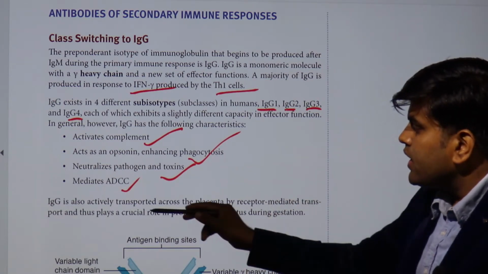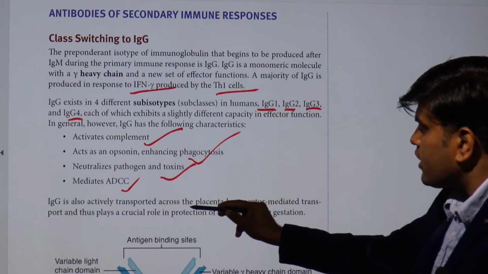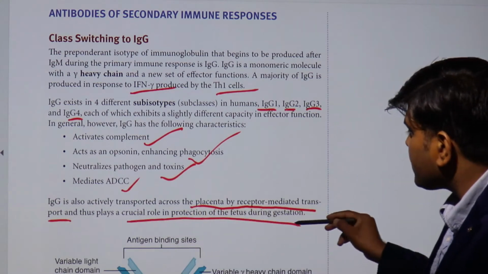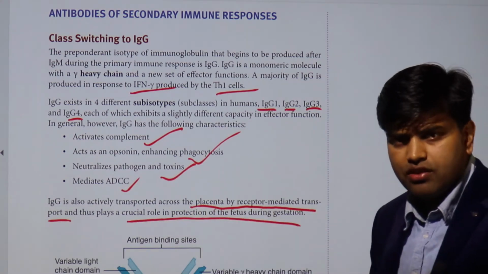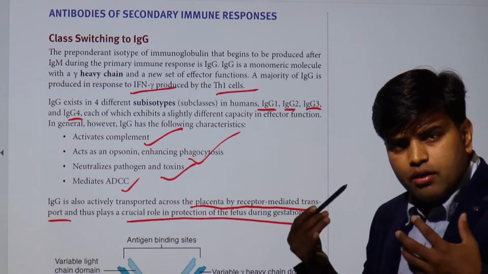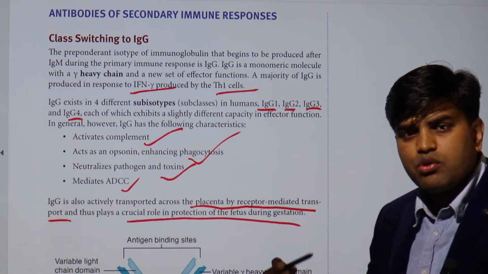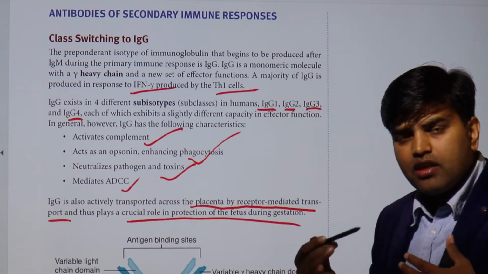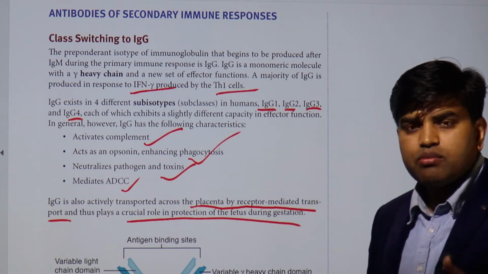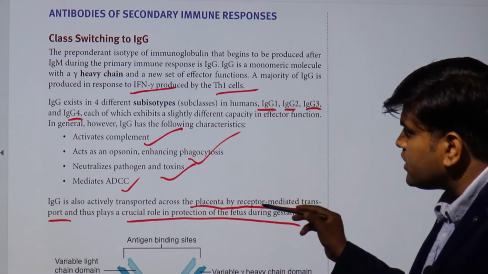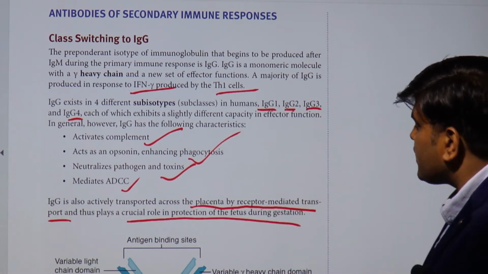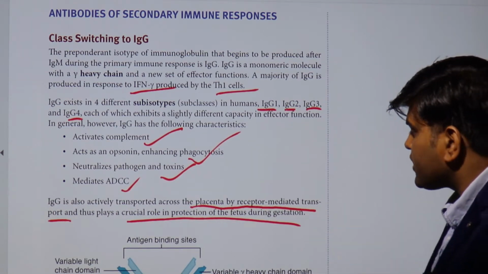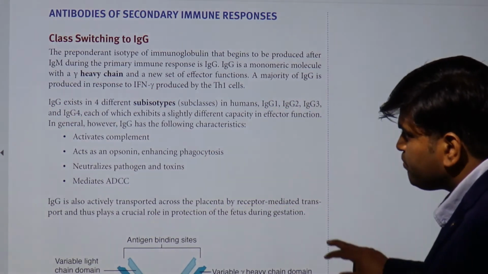One important function is that IgG is also actively transported across the placenta by receptor mediated transport, and thus plays a crucial role in the protection of the fetus during gestation. So immunoglobulin G is transferred through the placenta, and immunoglobulin A comes through the breast milk. These are preformed antibodies. This is the natural but passive immunity that is transferred to the baby. So IgG is transported across the placenta by receptor mediated transport, and thus plays a critical role in protection of the fetus during gestation.